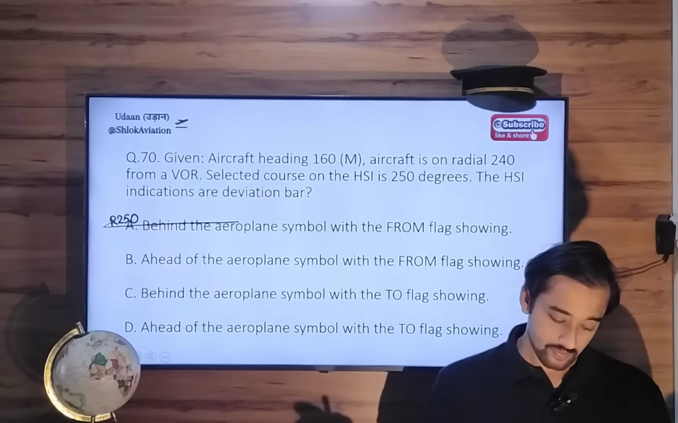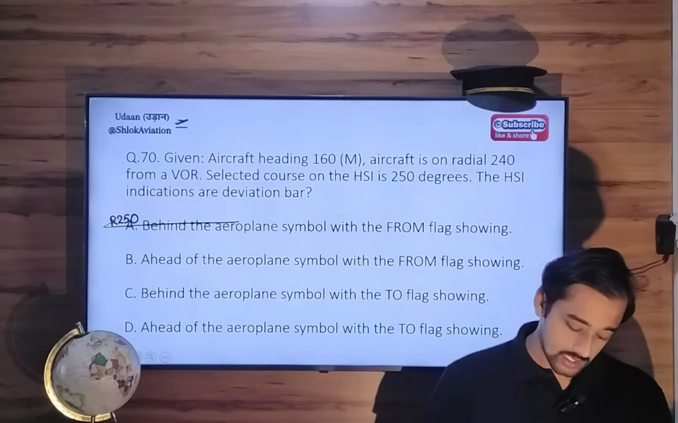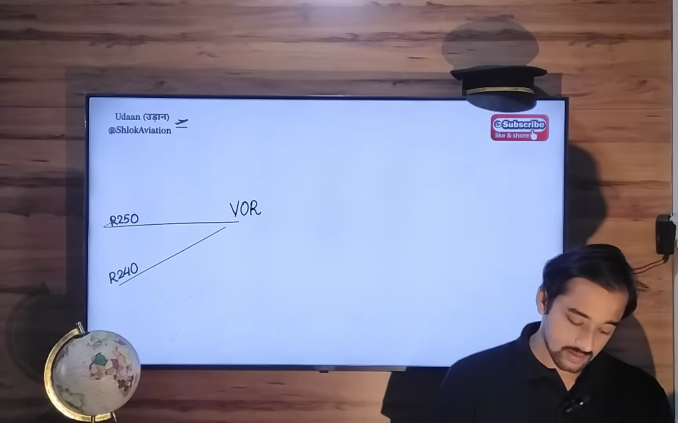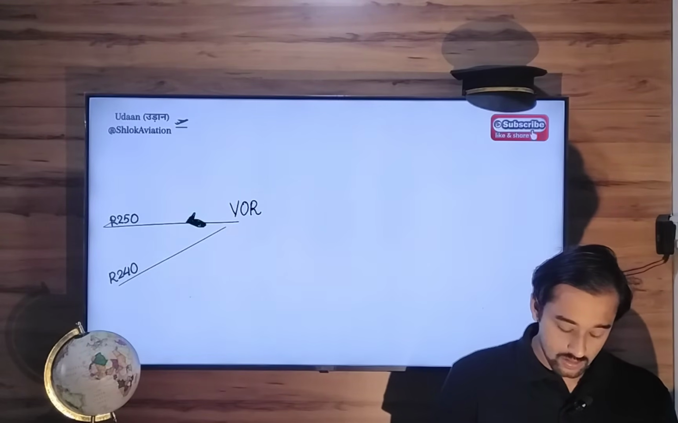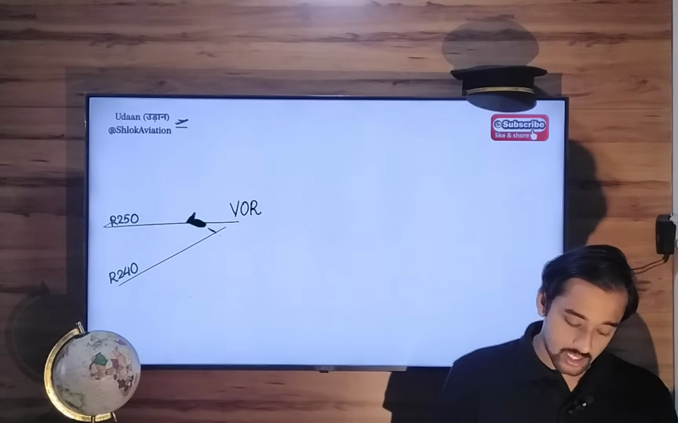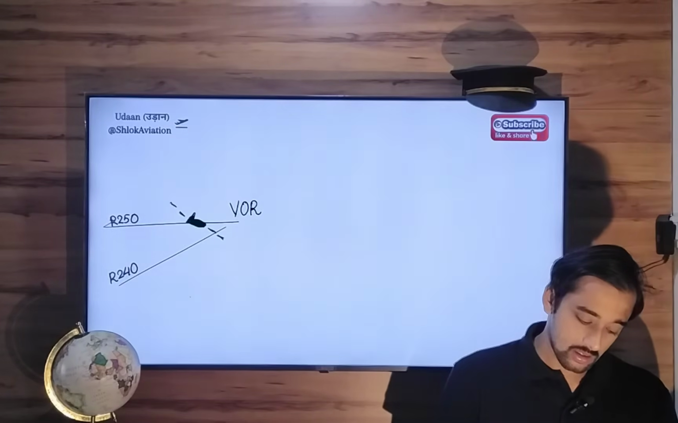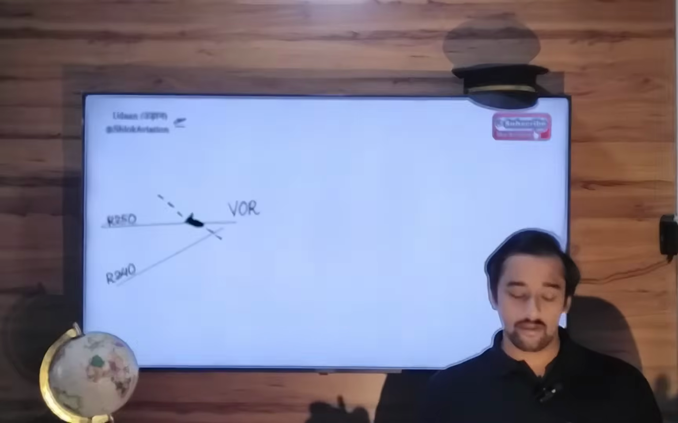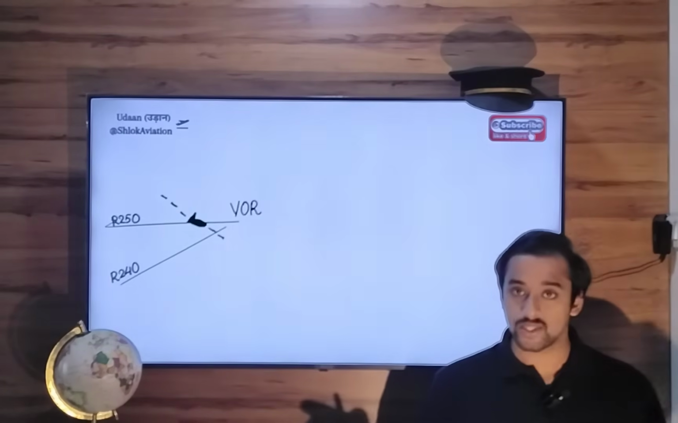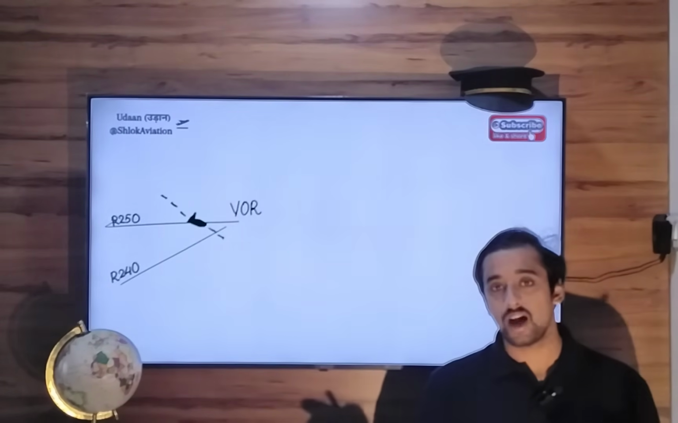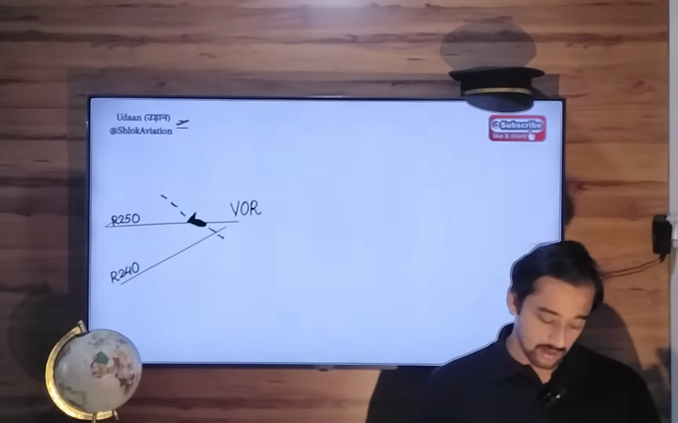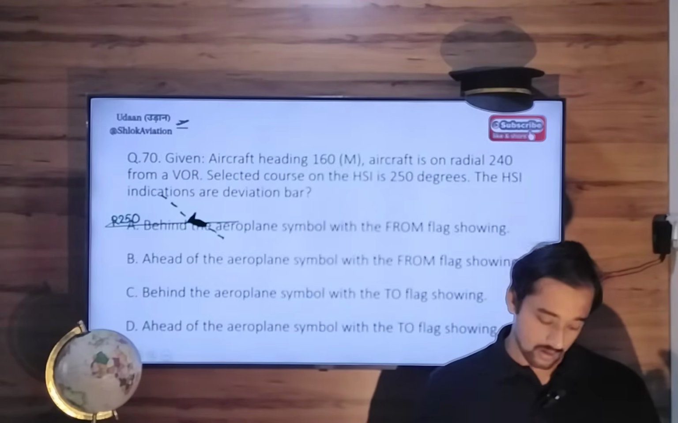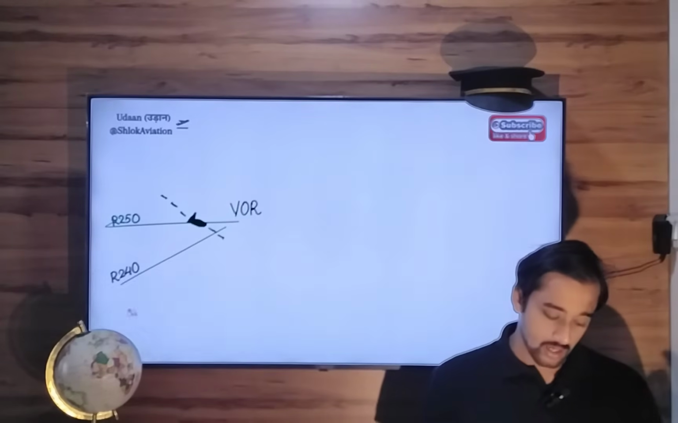Okay, and your aircraft heading is 160, somewhere in that direction. With a heading of 160, you are still flying outbound. So the aircraft is on radial 240.